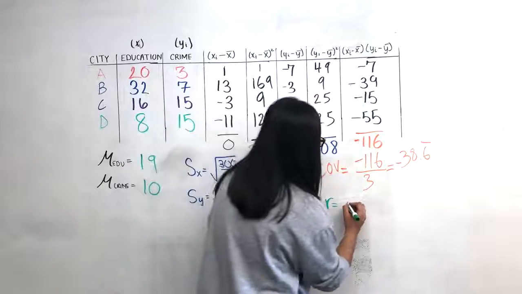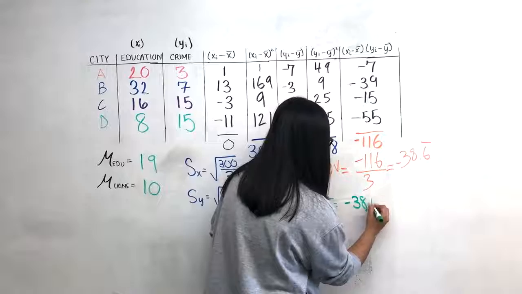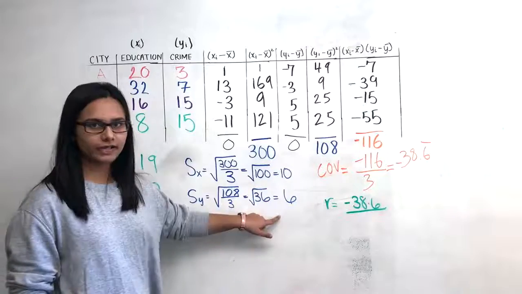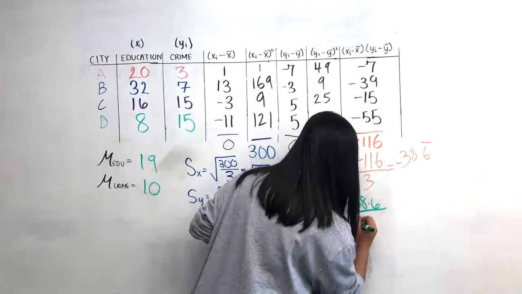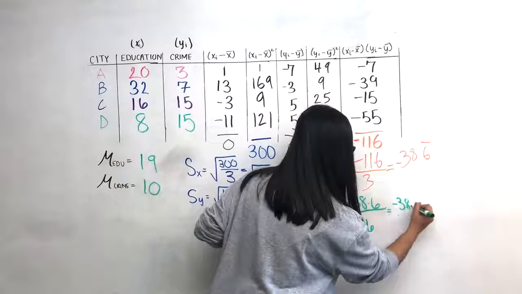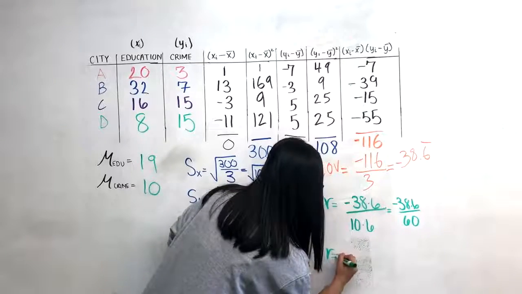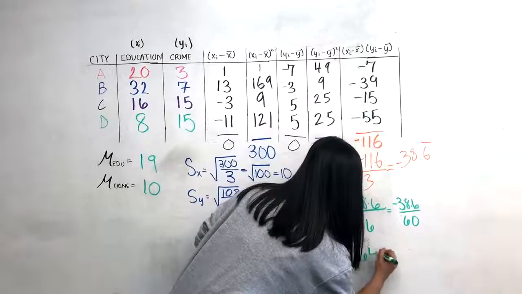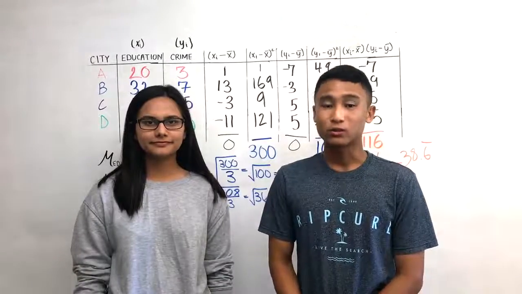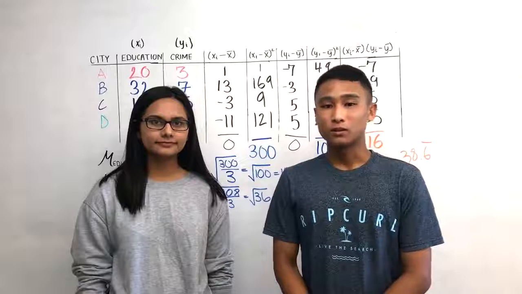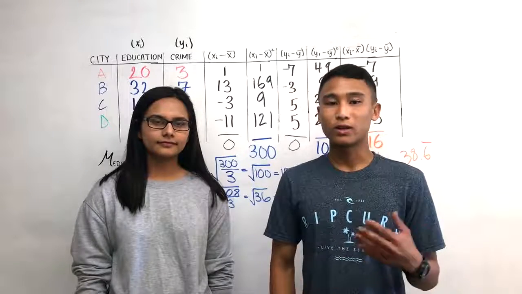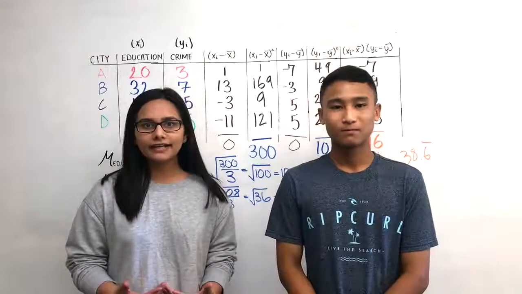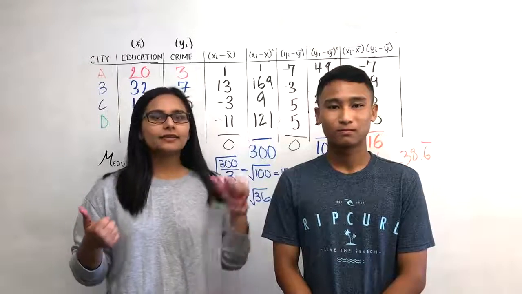Now that we have our covariance and our standard deviations, we can find the correlation coefficient. What you do is you have -38.6, our covariance, at the numerator, and divide it by the product of both of the standard deviations, so 10 times 6. R, after you calculated all that, is going to equal negative 0.64. Since our correlation coefficient equals negative 0.64, that means there's a strong negative correlation between education and crime rates within these 4 cities. So based off of our data, the higher level of education you had, the lower the crime rates were.